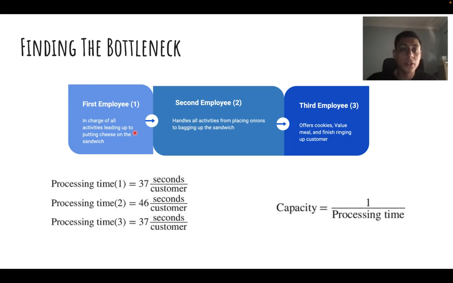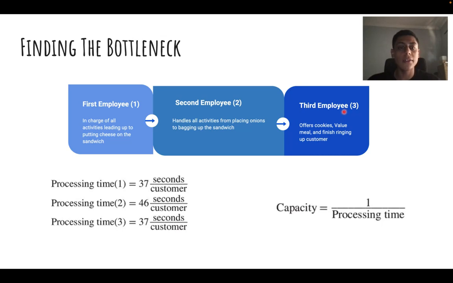Let's take the example we used earlier about our sandwich workers. In this example, we have 3 employees. The first employee handles all activities leading up to putting cheese on the sandwich. They then pass the process over to the second employee, who handles all activities from placing the veggies to bagging up the sandwich. And the final employee finishes up the transaction by offering the customers any extras such as cookies, chips, value meals, etc., and ringing them up.